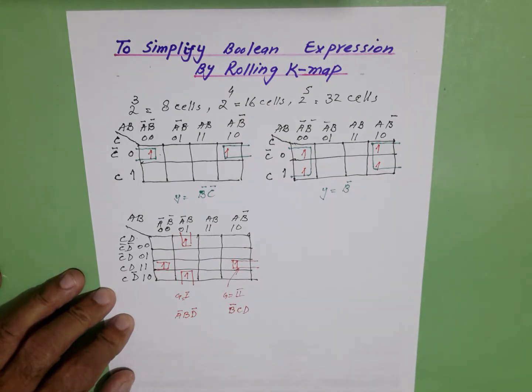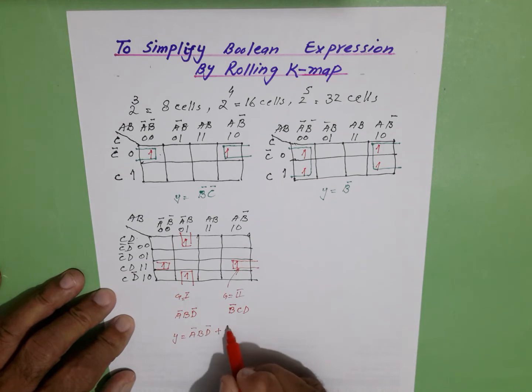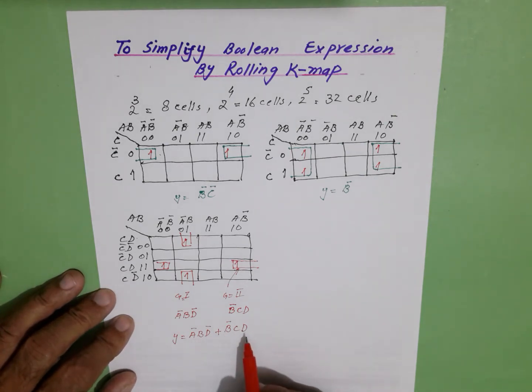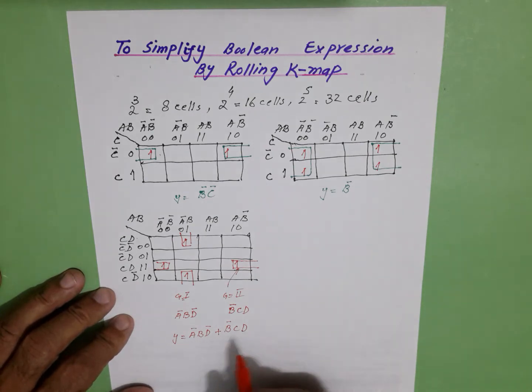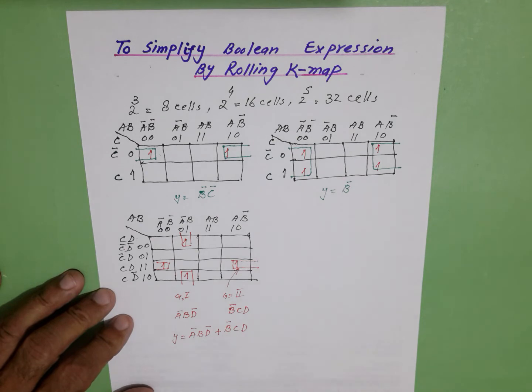Y function is equal to A bar B D bar plus B bar C D, and it is a sum of product term. This is a product term, this is a product term, they both are summed, therefore it's called SOP, sum of product terms. And we need one inverter, two inverters, three inverters, two AND gates, and one OR gate, which means we need 6 gates.